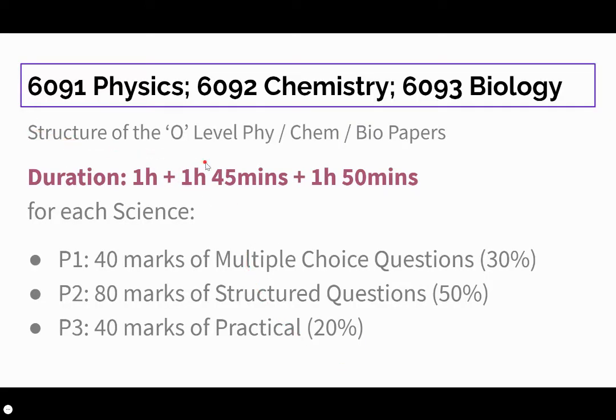So the structure of the O-level pure physics, pure chem, or pure bio papers looks like this. 1 hour of MCQ worth 40 marks, 1 hour 45 minutes of paper 2 structured questions, 80 marks, and 1 hour 15 minutes of practical worth 40 marks. So the weightage is also given here.